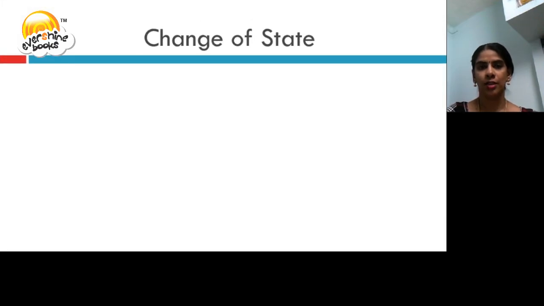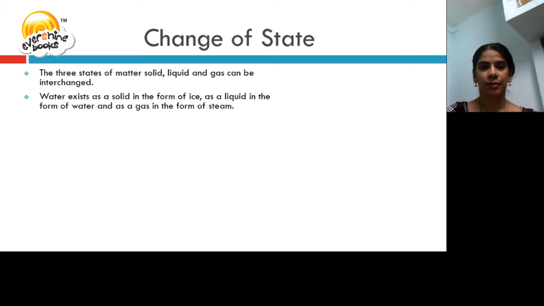Change of state. There are three states of matter as discussed earlier: solid, liquid and gas. These can be interchanged. Water exists as a solid in the form of ice, as a liquid in the form of water, and as a gas in the form of steam.